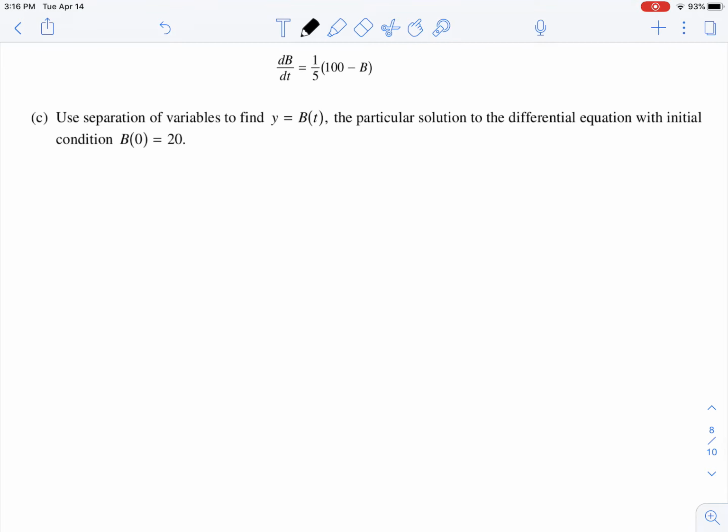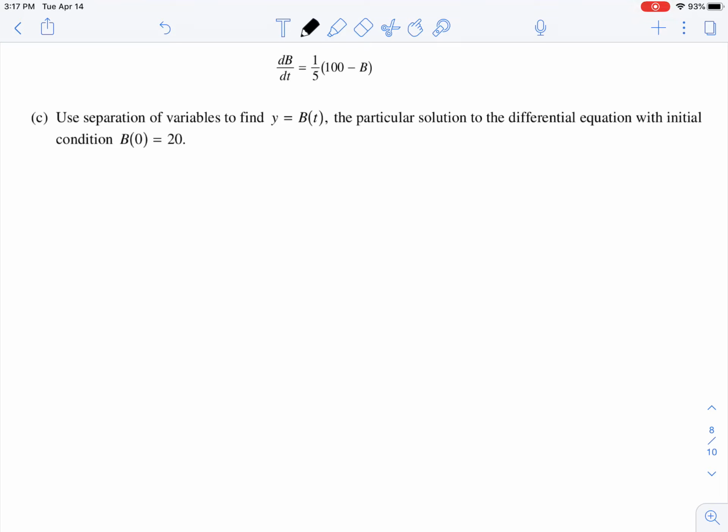Given this differential equation, we're going to use separation of variables here to find our actual equation. So remember, that's typically what we do with differential equations. We're saying, all right, can we find the solution to this differential equation, which means can we find the equation whose derivative in this case would be dB/dt? And they are giving us an initial condition of b of 0 is equal to 20, which means we're actually going to need to solve for a constant that we're going to get using integration.